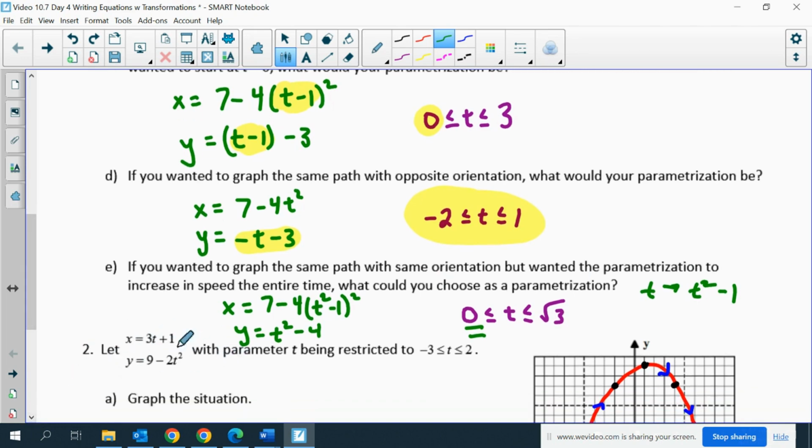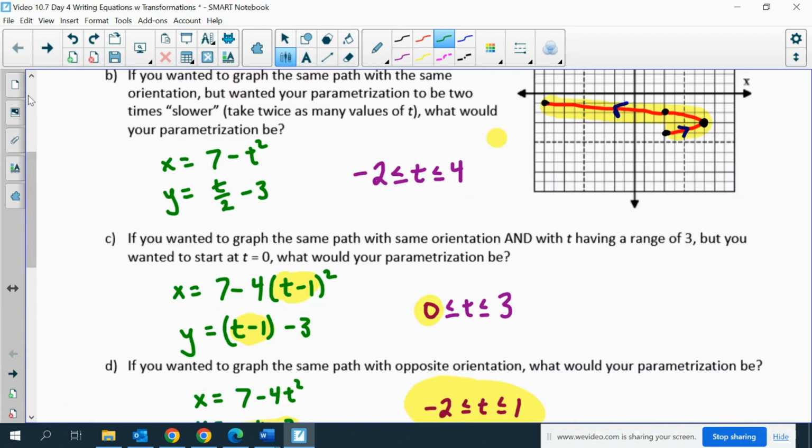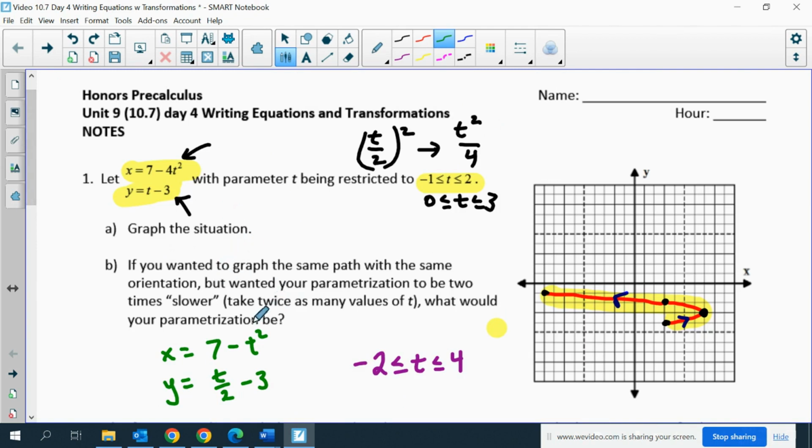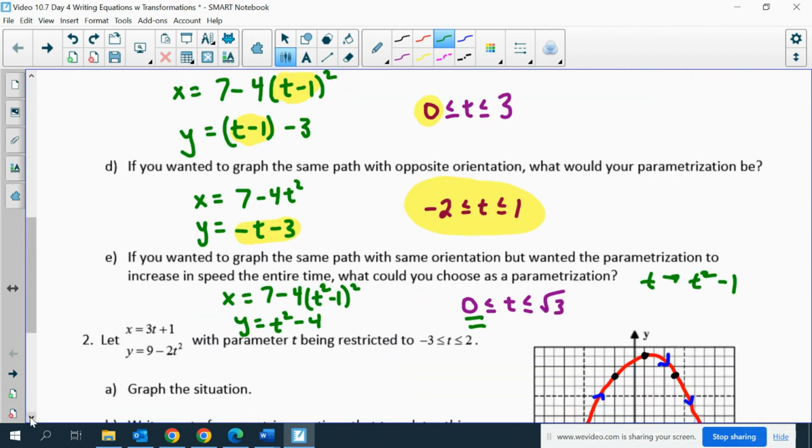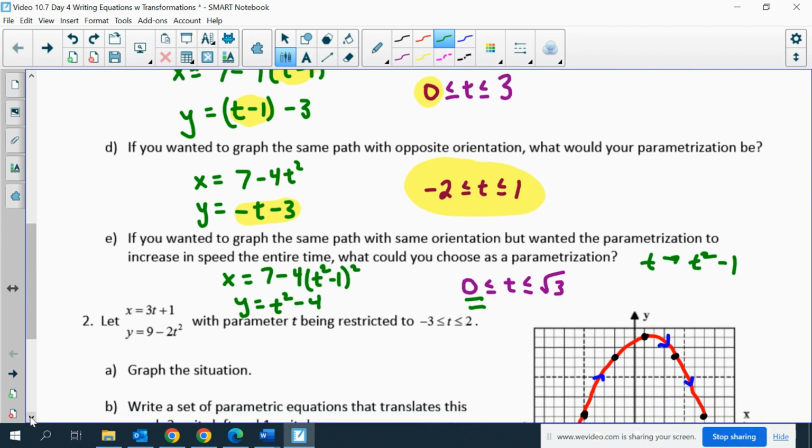So now situation 2, let x equal 3t plus 1 and y equals 9 minus 2t squared. So we're going to graph this and notice the orientation here. But the difference between problem 1 and problem 2 is in problem 1, we were just trying to reparameterize things. Problem 2, we're going to try and change what the graph looks like.